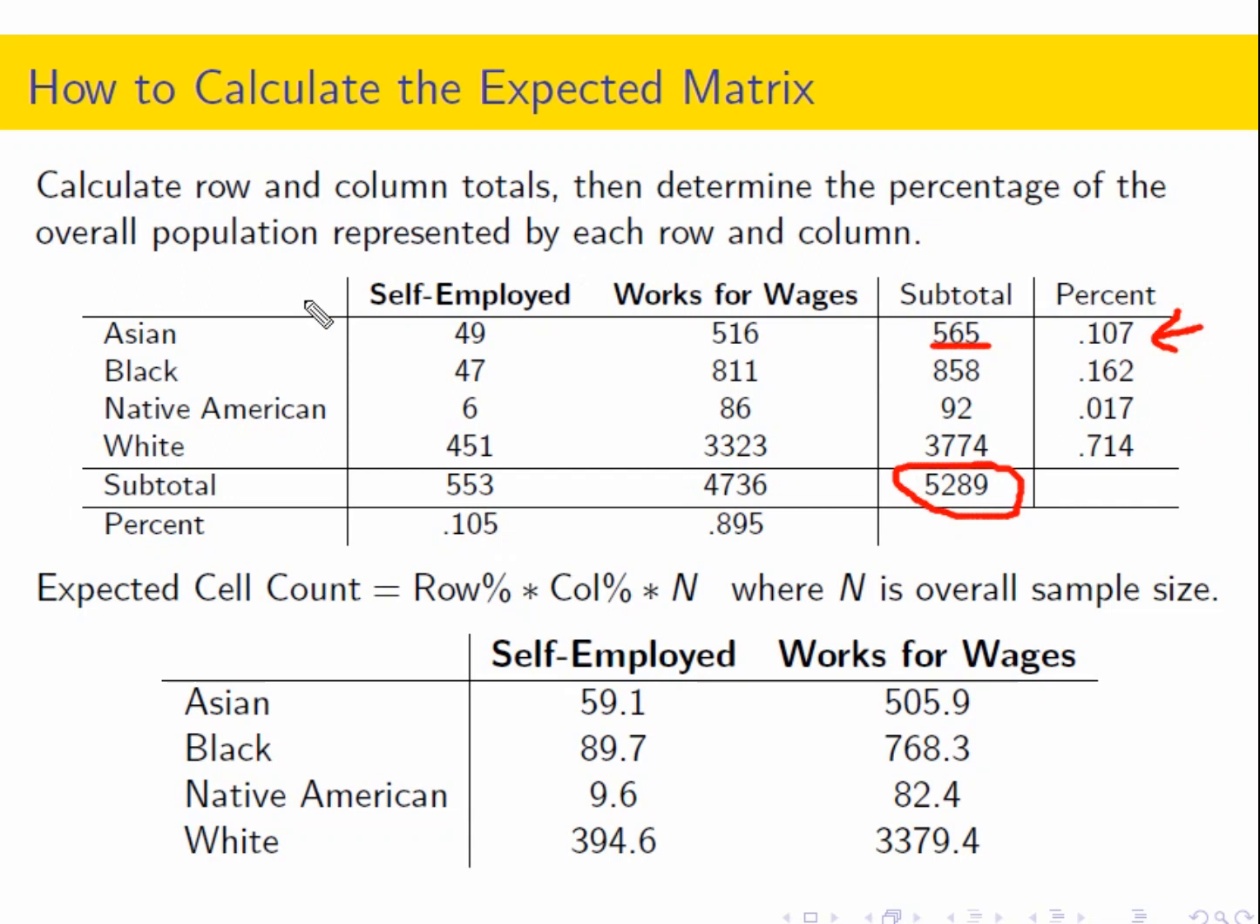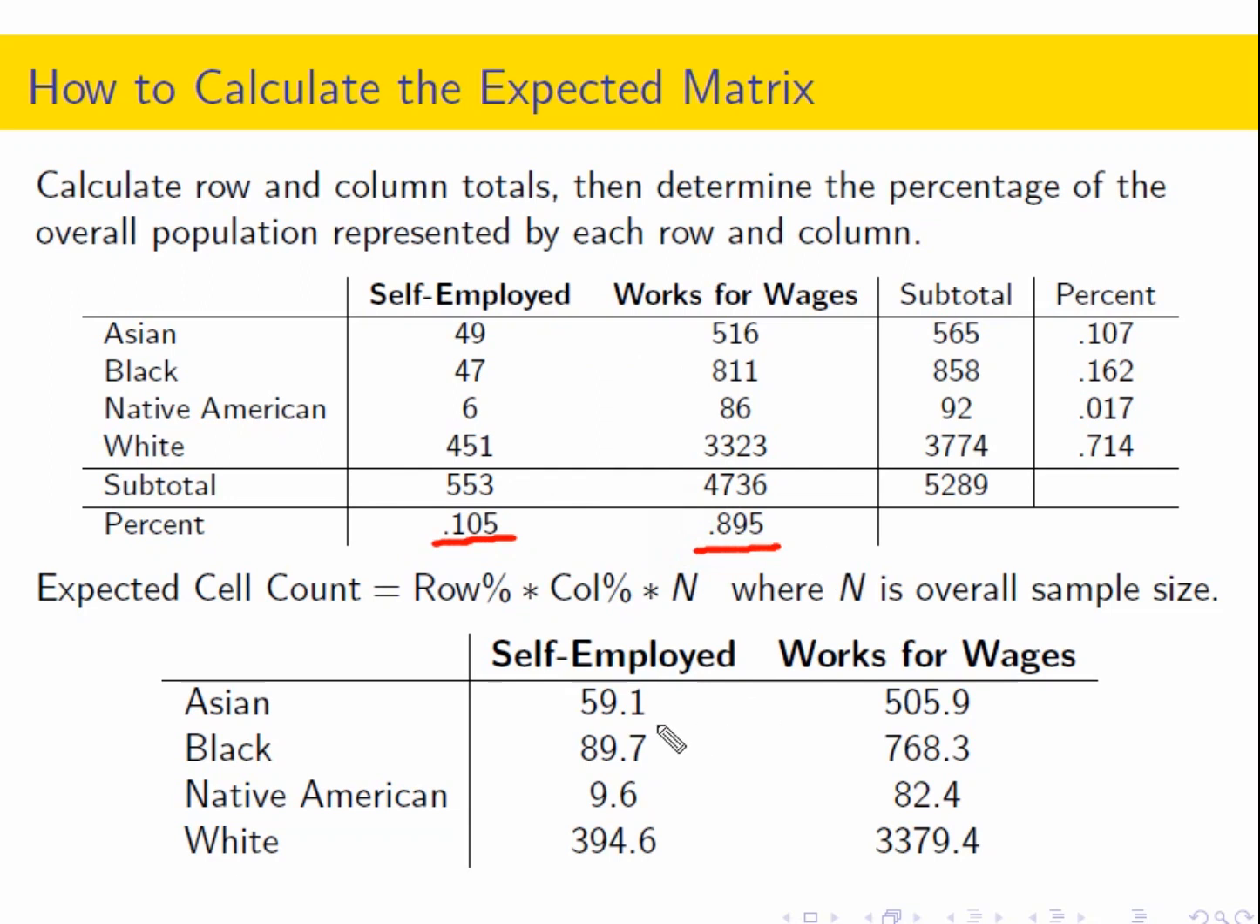So we know that of the population, 10.7% are Asian, and 16.2% are black, and 1.7% are Native American, and 71% were white. Okay, so these are these totals. Then we're also going to do the column totals. So we're going to find this subtotal, take the 553, divide it by the 5289. So, like we said before, it looks like about 10.5% of the population represented in this data is self-employed, 10.5%, and therefore 89.5% work for wages.